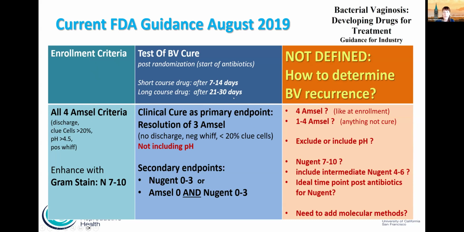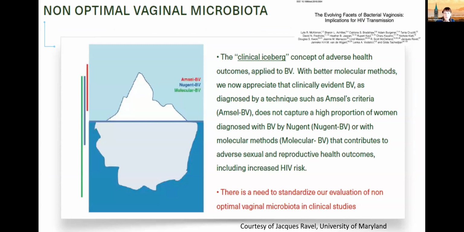So for us, in the space of trying to determine BV recurrence, there was uncertainty about what to do with those middle ground intermediate scores. Do they count for BV recurrence or not? Again, this does not lead to a streamlining of outcome measures across various studies, really also emphasizing that there is a big need for adding molecular methods. Here I borrowed an earlier slide from Jacques, from a paper a few years ago, that illustrates that just using Amsel BV gets us really just the tip of the iceberg.